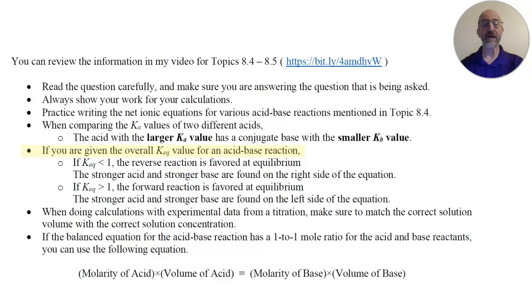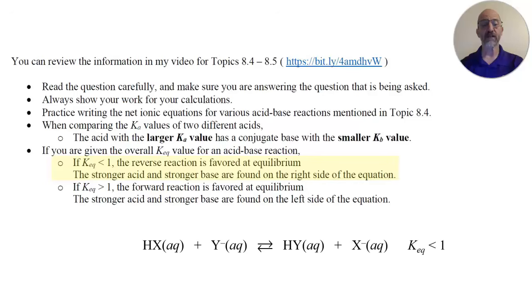Now, if you see a question like question 5 in this packet, and you're given the overall equilibrium constant value for an acid-base reaction, then you can compare the relative strengths of the acids and the bases. So for example, suppose you have HX reacting with Y minus, and it produces HY and X minus. How do you know which is the stronger acid and the stronger base in this balanced equation? Well, it's about the equilibrium constant.